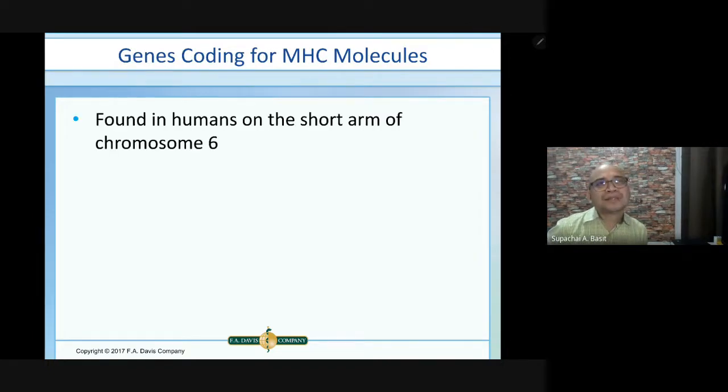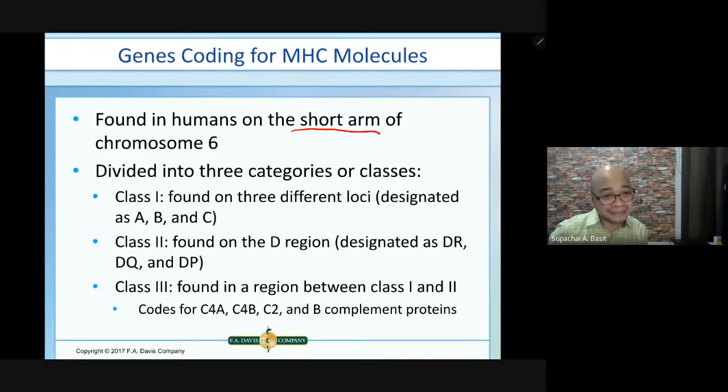We have 46 chromosomes, and each chromosome has a short arm and a long arm. Out of the 46 chromosomes, the proteins of the MHC molecules are encoded in chromosome number 6, specifically at its short arm. Okay, at the short arm of chromosome number 6. And it is divided into 3 categories.